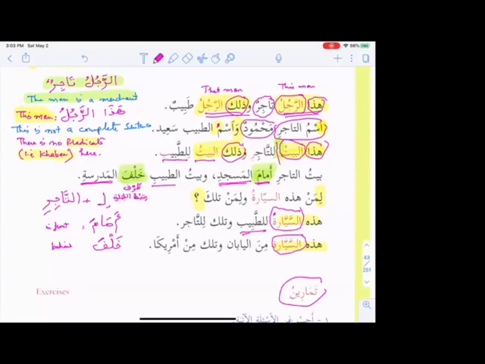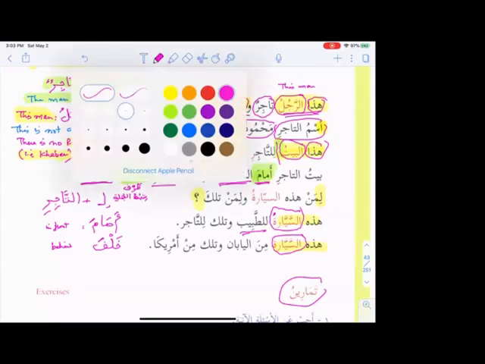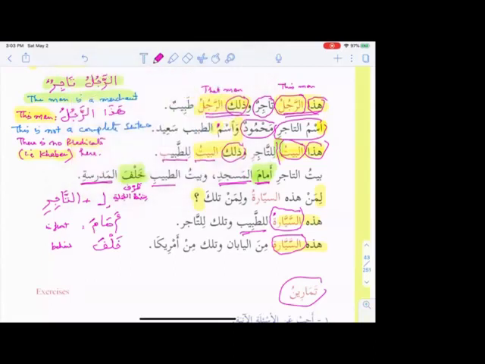Here again a question. هذه السيارة. See, badal has to follow the demonstrative pronoun. If the demonstrative pronoun is marfu, then the badal will be marfu. Likewise, هذه السيارة. هذه مبتدأ والسيارة بدل. من الياباني, this is your khabar, jar majrur, shibu jumla khabar.